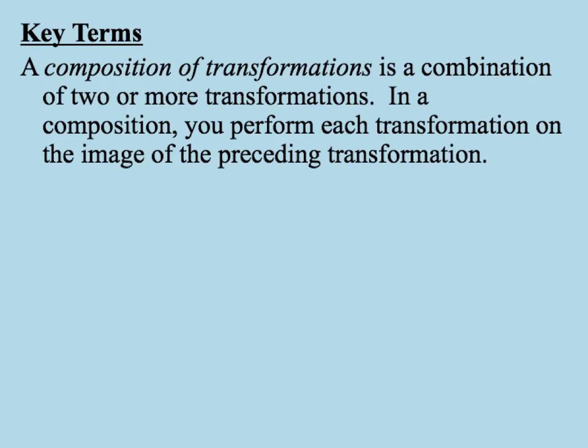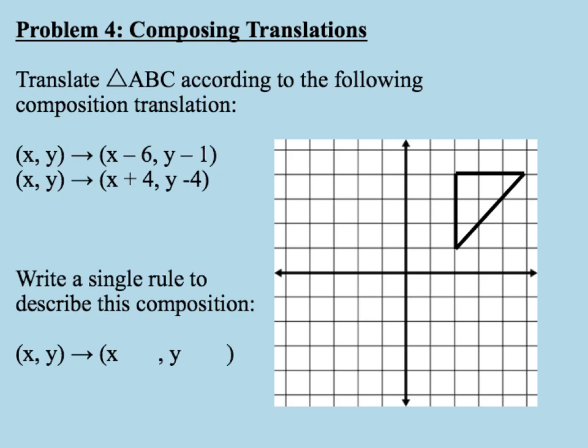Composition of transformations, basically talking about 2 transformations and 1. So you perform each transformation on the image of the preceding transformation. So if I'm composing a translation, first I'm going to do this image. So if I start at this point, I'm going to move left 6, 1, 2, 3, 4, 5, 6, and down 1. So this is my new point.